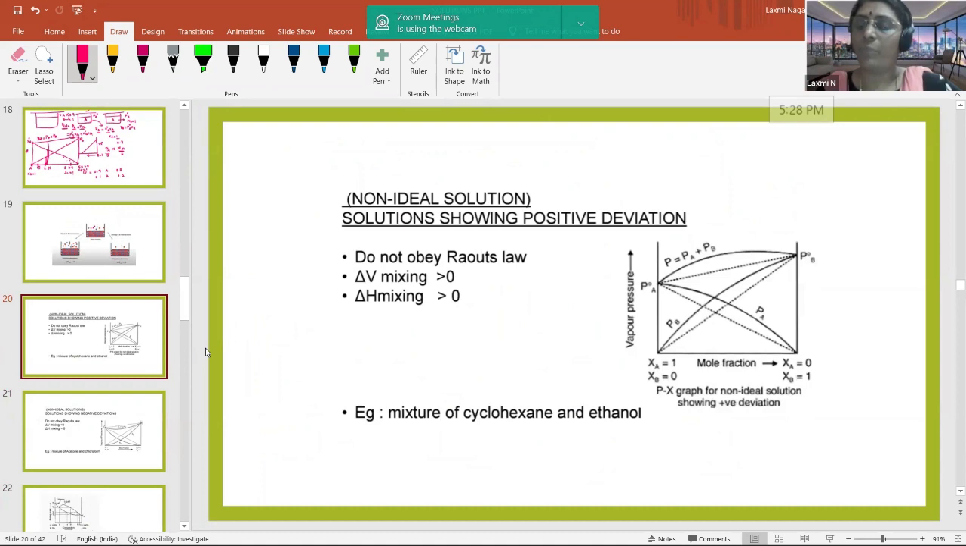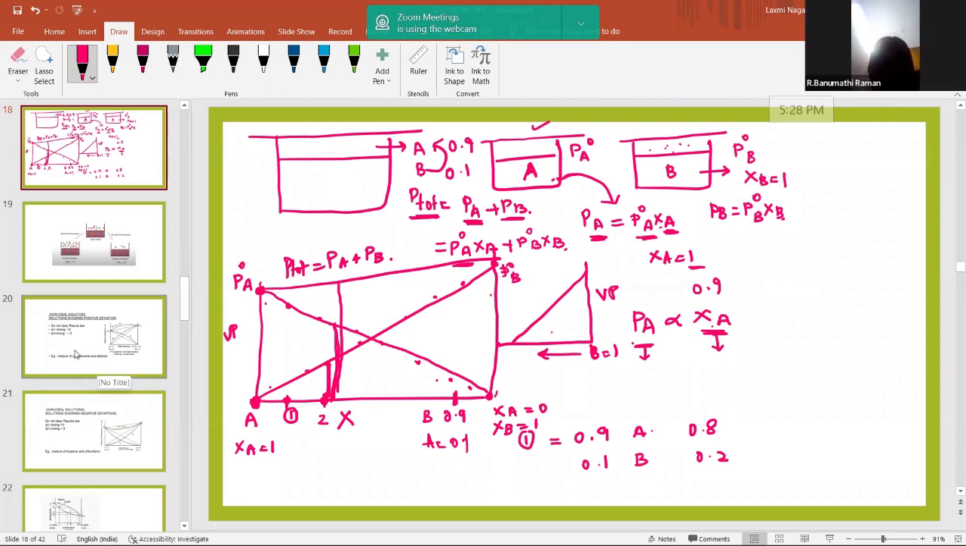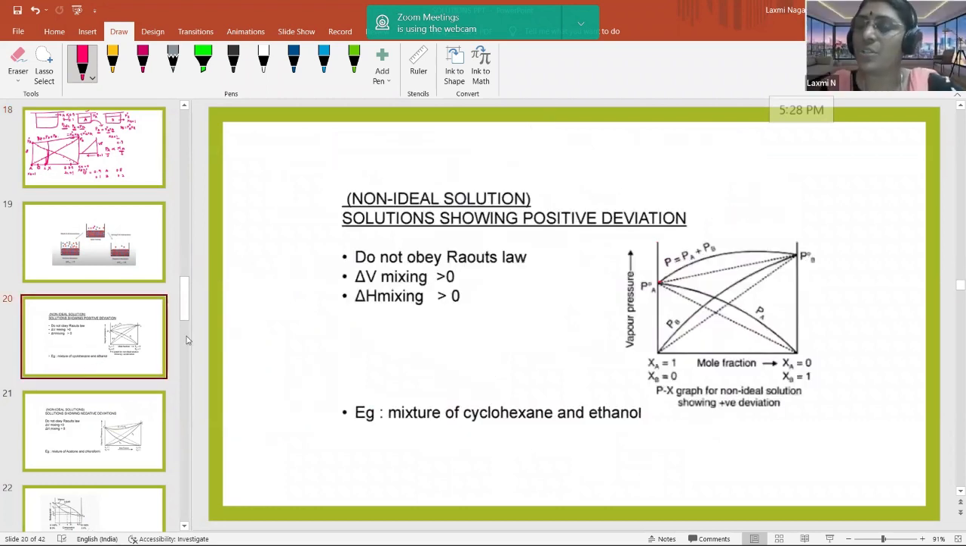Azeotrope, what is azeotrope? When you look at the P total line, this dotted line is where azeotrope is experienced. When the solution is ideal, we don't see azeotrope. Only non-ideal. So either a positive deviation should be there or a negative deviation.